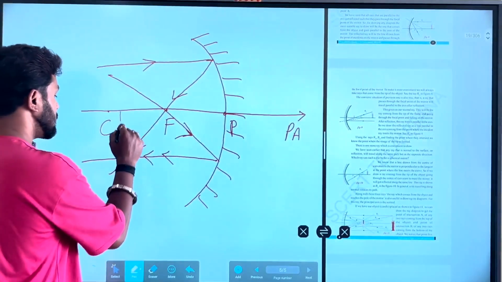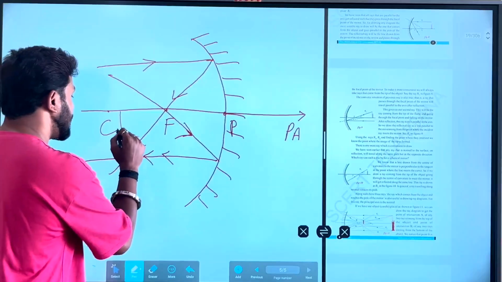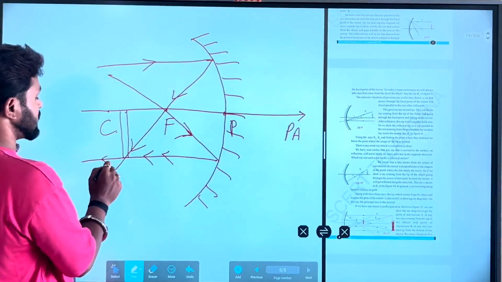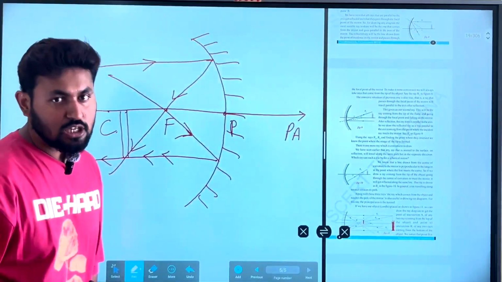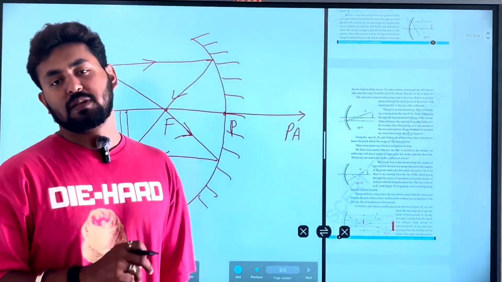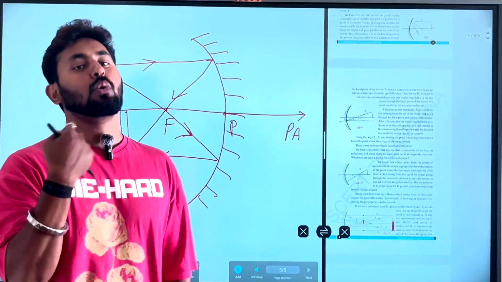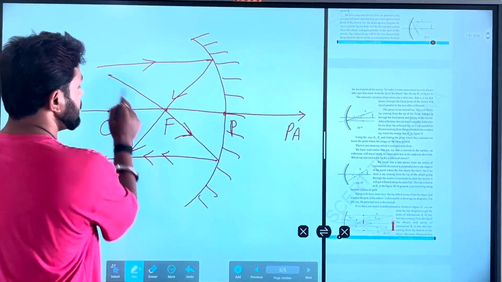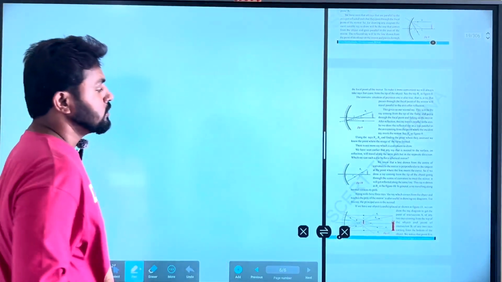Now see, this is parallel. What I mean is, this ray is parallel to the principal axis. The reflected ray will be parallel to the principal axis in the second case, wherein the ray of light is coming from infinity. Let me draw this once again for you.